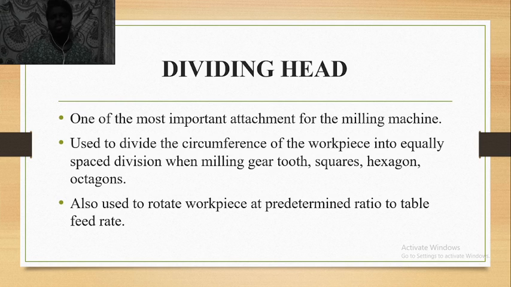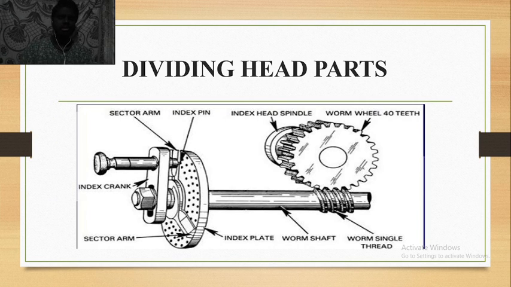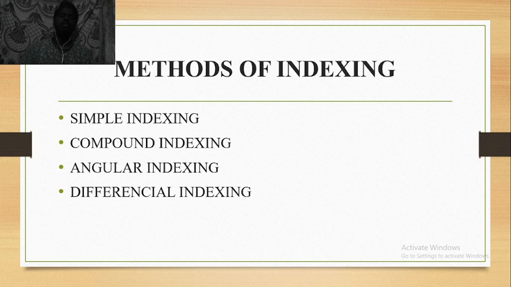And guys, let's see some of its parts. The dividing head parts: index crank, index plate, worm shaft, and a single-thread worm is threaded on the worm shaft, and a worm wheel of 40 teeth is meshed with it, and the index head spindle is connected to the worm wheel. So guys, let's remember the part names, as they will be helpful in the upcoming slides. These are some of the methods of indexing: simple indexing, compound indexing, angular indexing, differential indexing. Let's see each topic one by one.